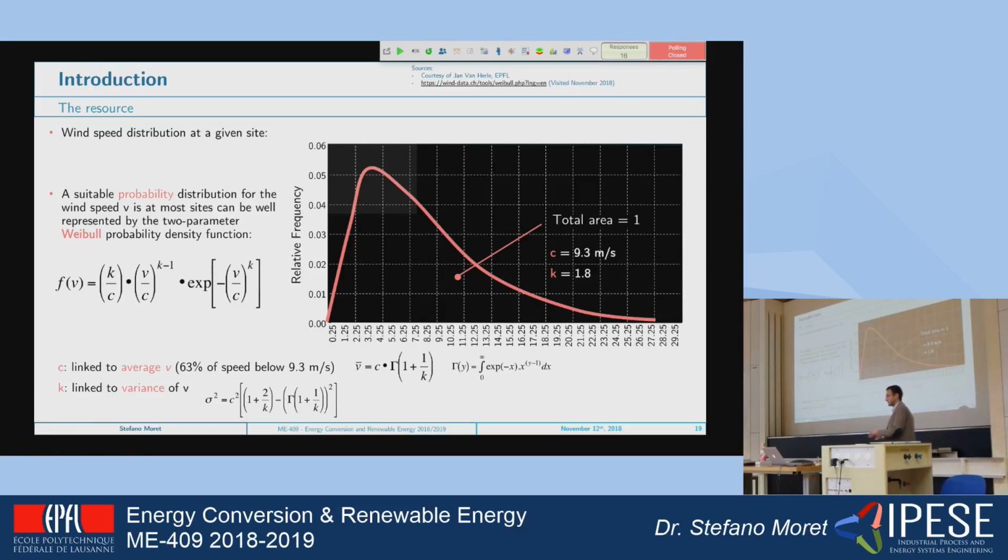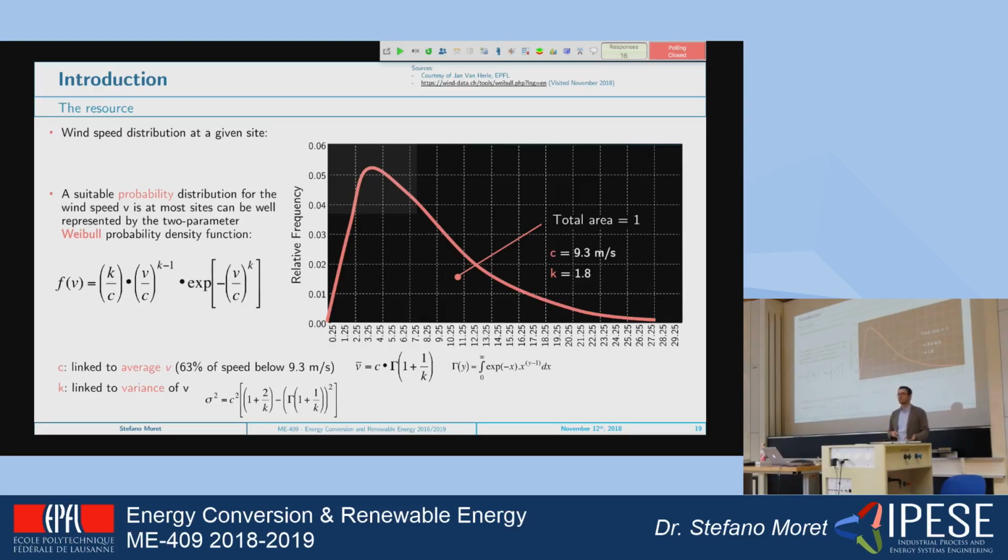C is related to the average speed of wind. So in this distribution, the fact that the value of C is 9.3 means that 63% of the values are below 9.3, and K is linked to the variance.